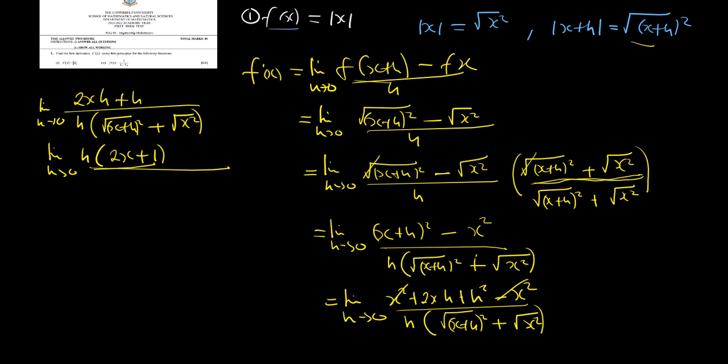Then down there we have h open bracket root of x plus h squared plus root of x squared. By the way, that is plus. Then this h and this h can go, you can see. So remain the 2x plus h on top there. Alright. So I've forgotten one thing here. This is squared. Alright.